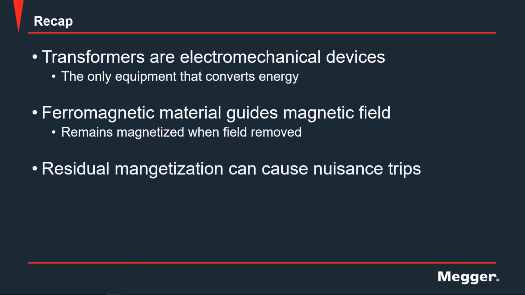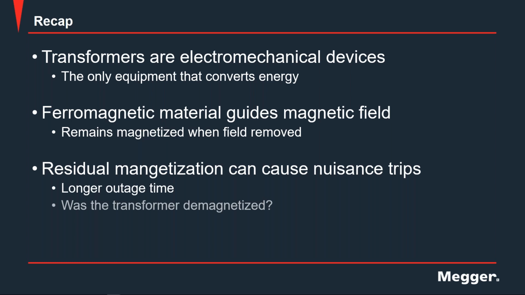The big takeaway is that this residual magnetization can cause nuisance trips. This will lead to longer outage times. It will make you question, was the transformer demagnetized before I put it back into service? Or did something in my system fail? If you demagnetize the transformer, you can at least rule out one possibility, and it will allow you to reduce your outage time because you can focus your testing on other areas. But if your transformer is magnetized and you go to flip the switch and there's a trip, you're going to have lots of questions that you need to answer.